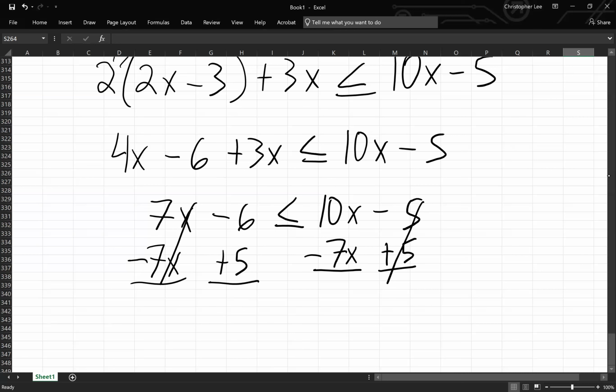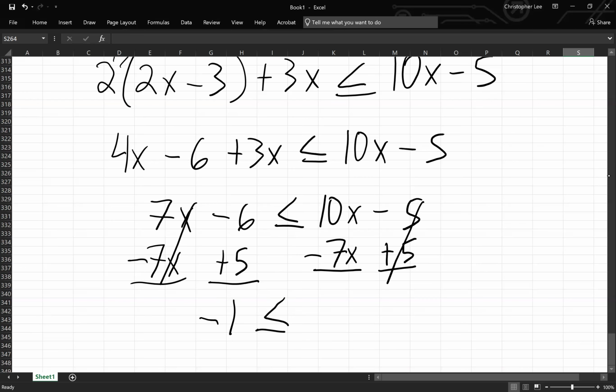What's negative 6 plus 5? You can use your calculators. You don't got to do it in your head. Negative 6 plus 5. What is it? Say it again. Negative 1, right? Oh, no. You good. You good.